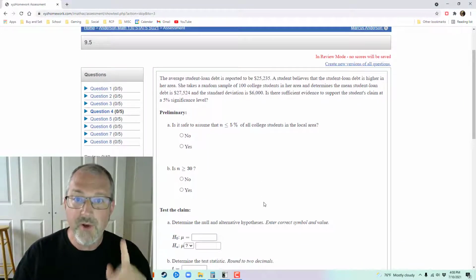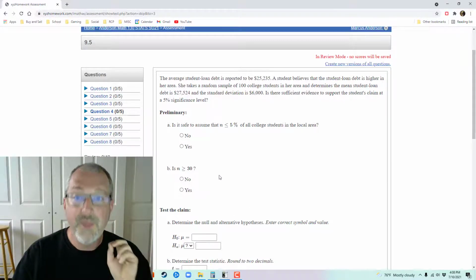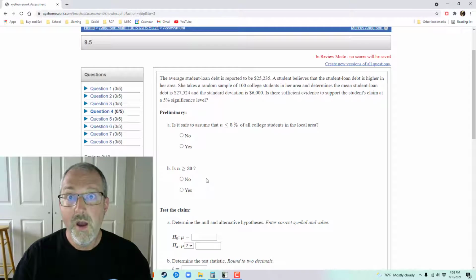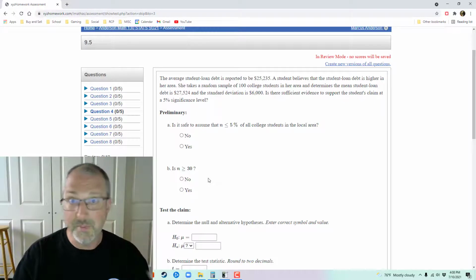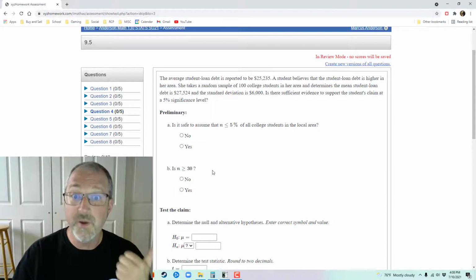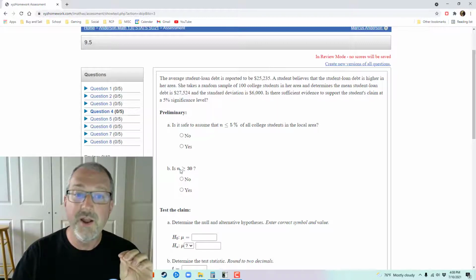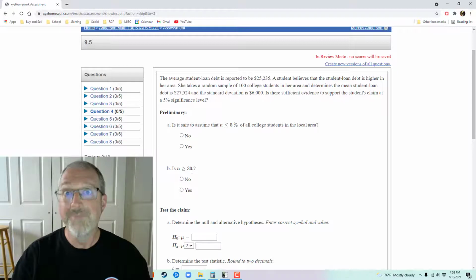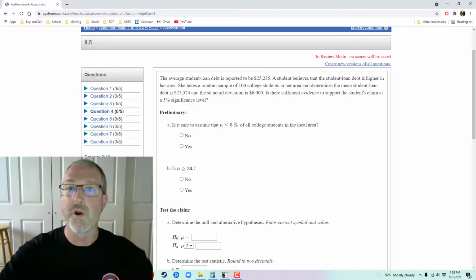Now, you'll notice in problem 4, right away in the preliminary, there is no check for N times P times 1 minus P, excuse me, the complement of P. And that is here to show you that this is probably a z or a t-test. Let's look at the problem. It asks in the preliminary, is n greater than or equal to 30? That's really your basic check for whether this is a z or t score.